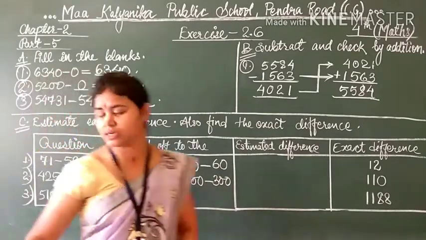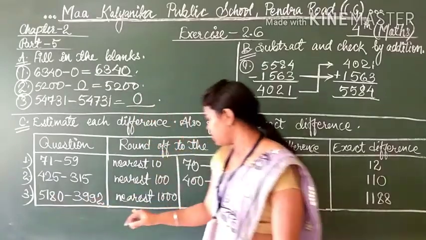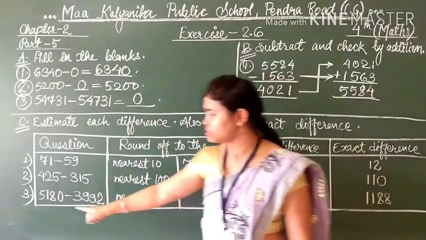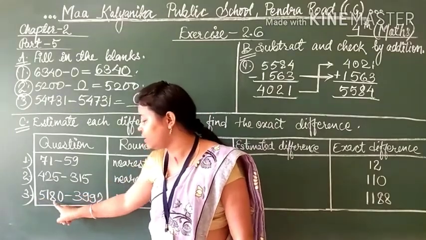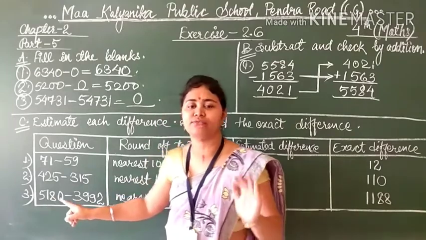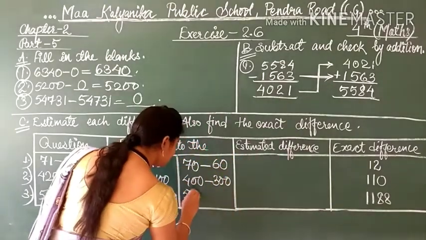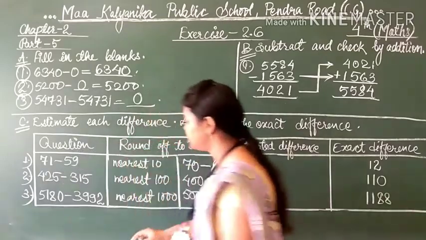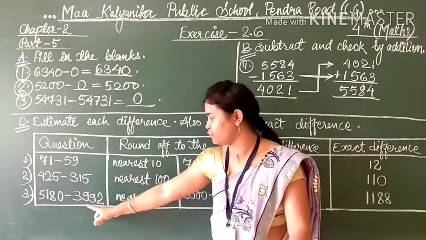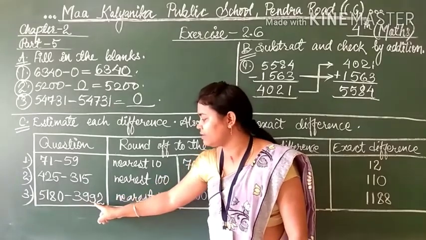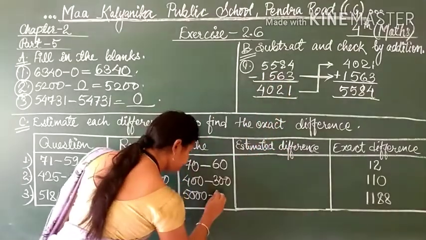Now next, 5180 is given, students. It will be rounded to the nearest 1000. See here, 5000 to 6000. Now 180 is less than 500, so it will come to 5000. Minus 3992: it will come in the range 3000 to 4000, and this is 992, more than 500, which means 4000.